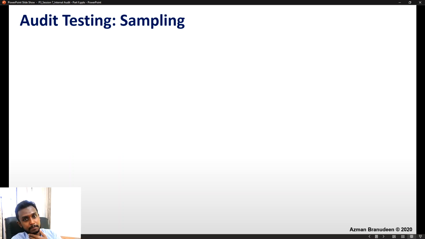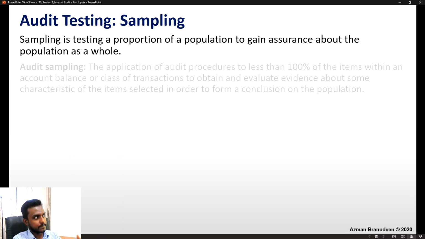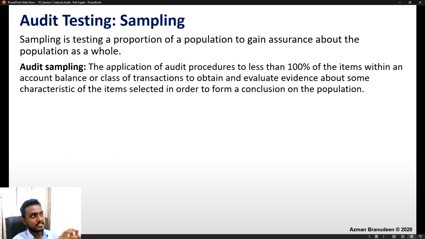Next, we look at sampling. The sampling aspect is testing a proportion of population to gain assurance about the population as a whole. Now, if you consider audit sampling alone, because sampling is a very general idea where you look at a small portion, audit sampling is the application of audit procedures to less than 100% of the items within an account balance or class of transactions to obtain and evaluate evidence about some characteristic of the item selected in order to form a conclusion on the population.